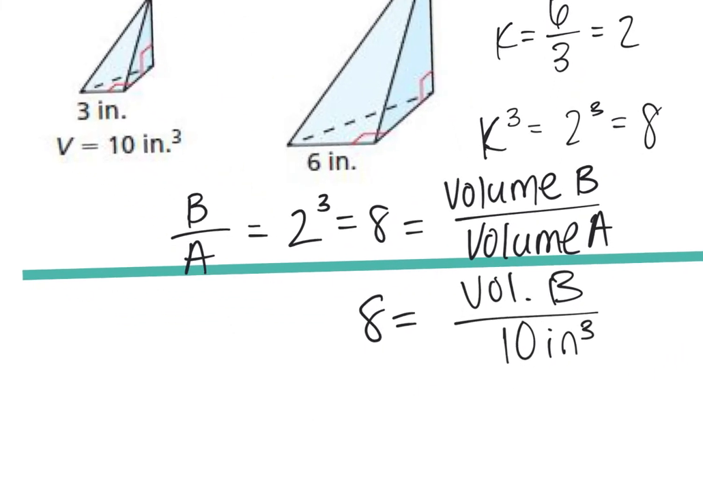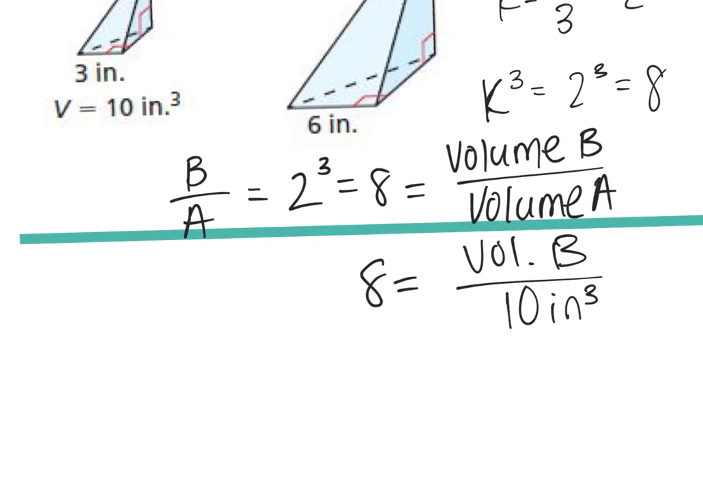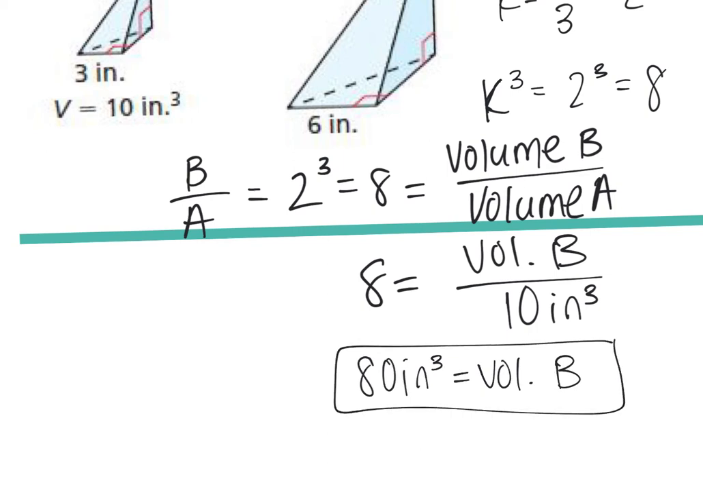And how could we solve for the volume of B? Savannah? Yeah, so you would multiply the 8 and the 10, and you would get 80 inches cubed equals the volume of B. I got that, but you said 20 was close. It was close because she multiplied by the scale factor, but just remember, guys, you have to cube the scale factor, right? So for volume, we're cubing the scale factor.